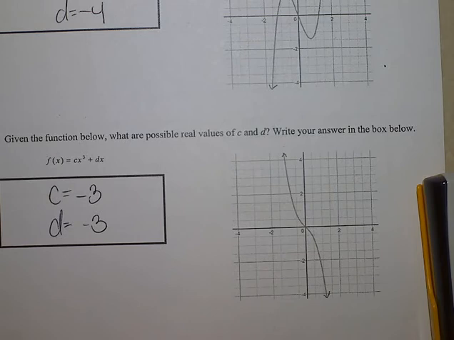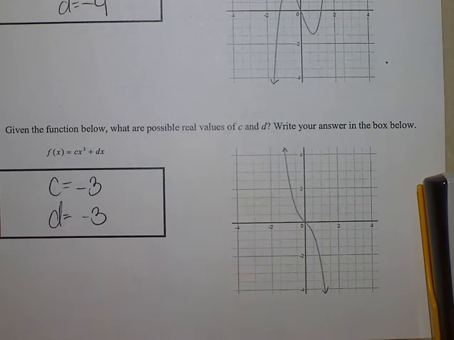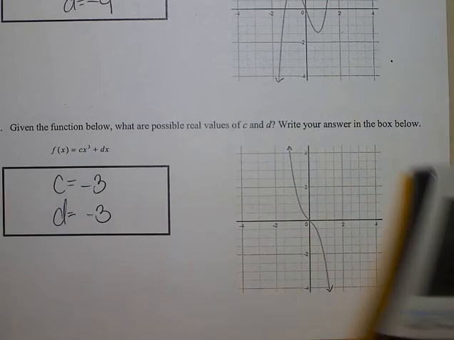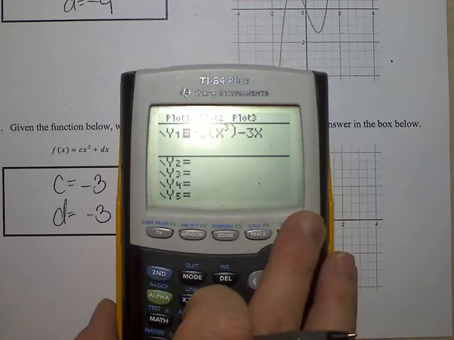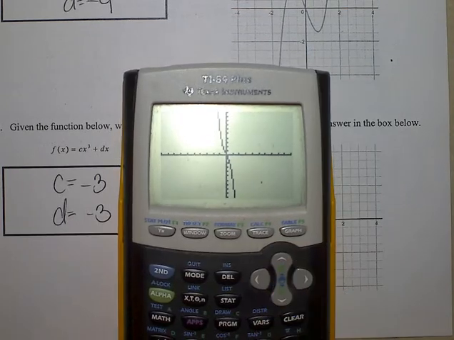So I came up with 2 negatives and it worked. Did you guys get 2 negatives to work as well? Yeah. No, you didn't. Let's try mine. Maybe I did mine wrong. I did a negative 3x cubed, subtract a 3x. Do you guys agree that looks somewhat similar? Yes.